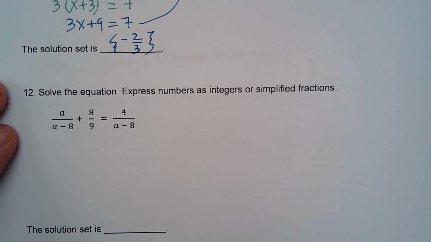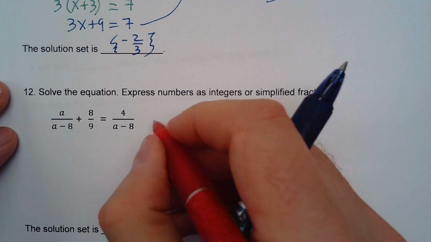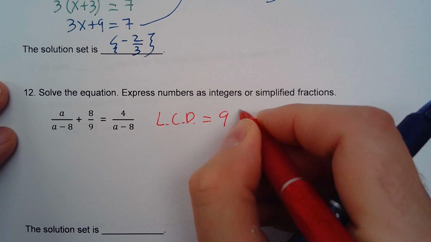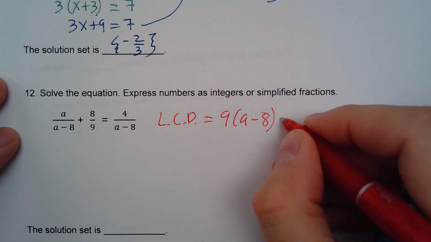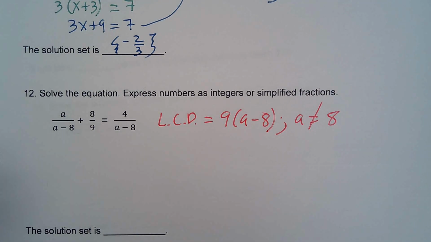Let's take a look at number 12. My LCD here is 9 times a minus 8. And I'm just going to note here that a cannot be equal to 8. So I know if I get that, we'll need to toss that puppy. So now I'm going to go ahead and multiply each term on both sides by the LCD.